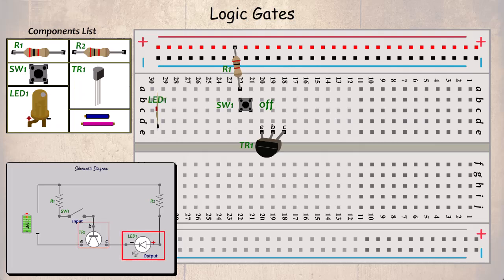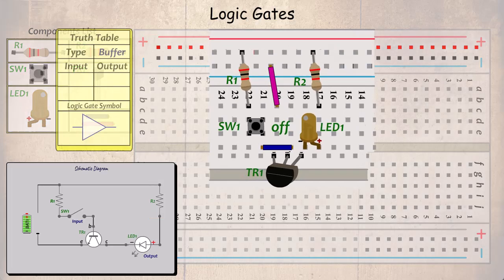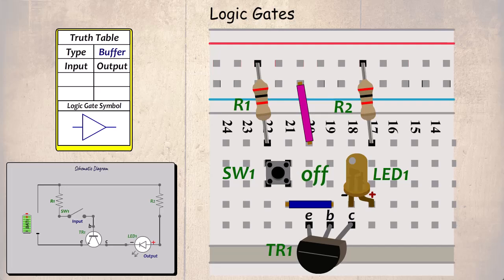The negative of the LED is connected to the collector of the transistor, row 18 to row 17. A link is used between row 21 and 19, which is from the live part of the switch to the base of the transistor. A further link is made between the negative and row 20, which is the emitter of the transistor. And finally R2, which is connected between the positive and the positive connection of the LED. We now bring back our truth table and enlarge the working area of the breadboard.